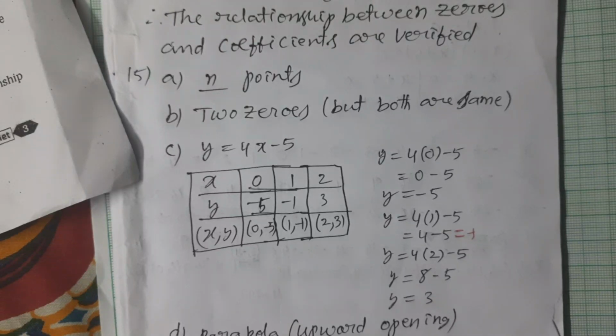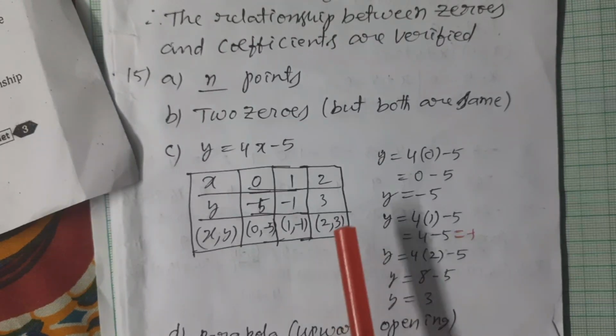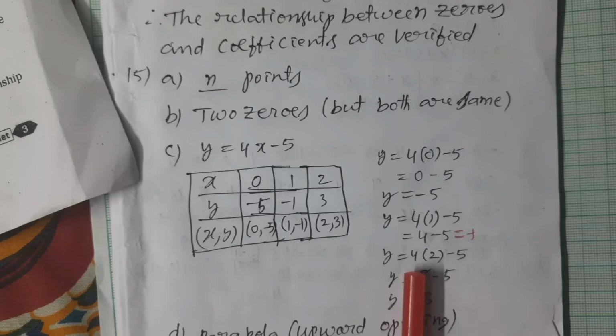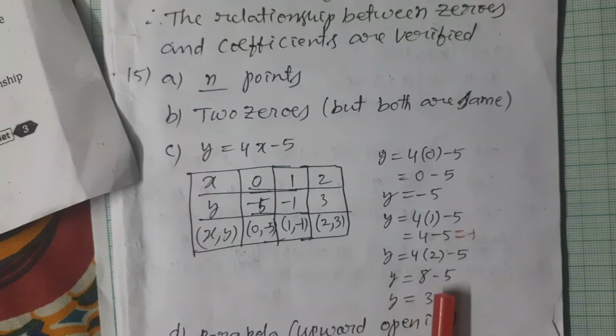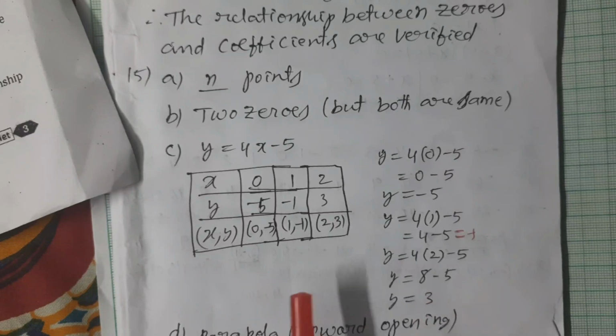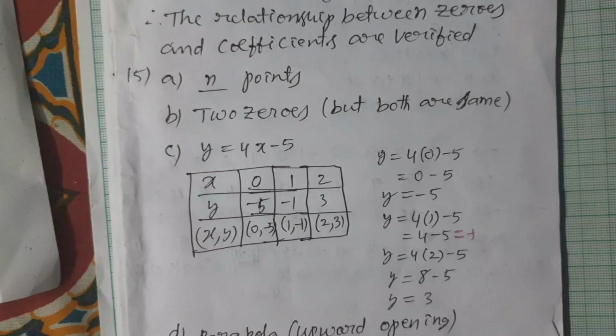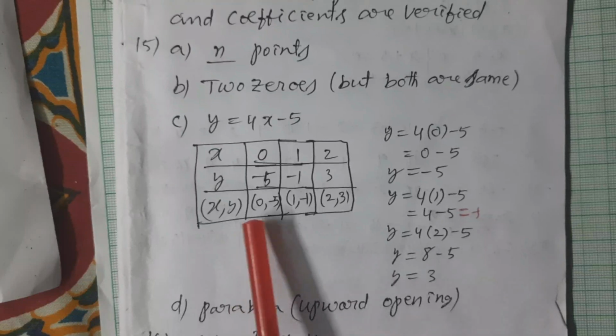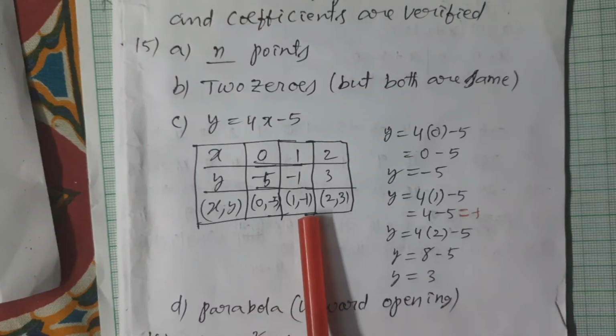Next, keep x value as 2. So y is equal to 4 into 2 minus 5. 4 2s are 8, minus 5. Y is equal to 3 coming. 8 minus 5 means 3. So 3 different points were asked, and we have found them: 0 comma minus 5, 1 comma minus 1, 2 comma 3.